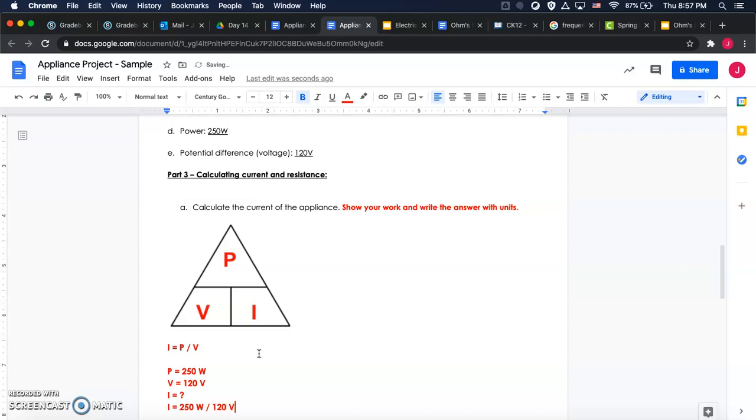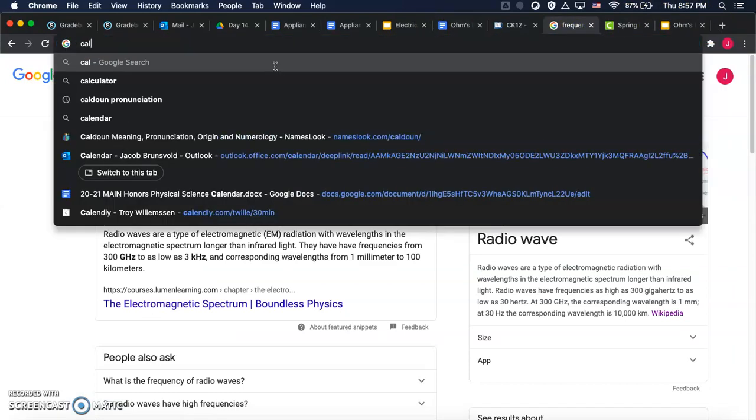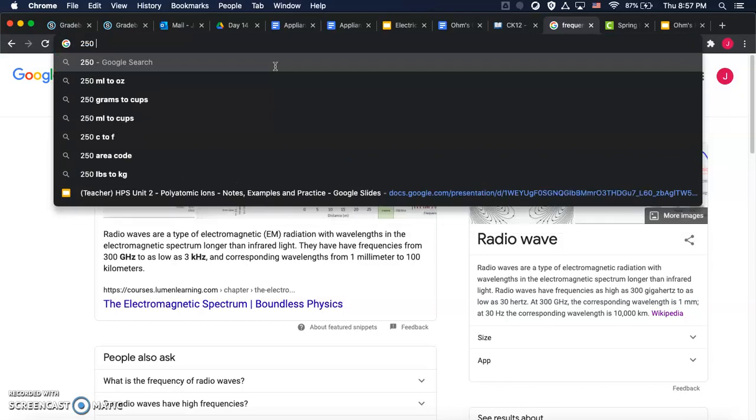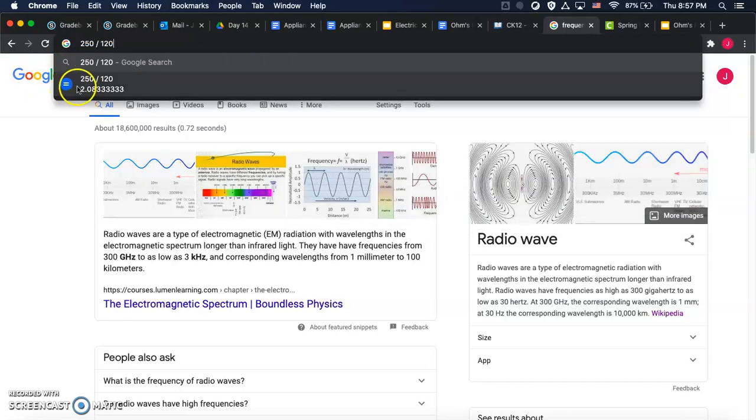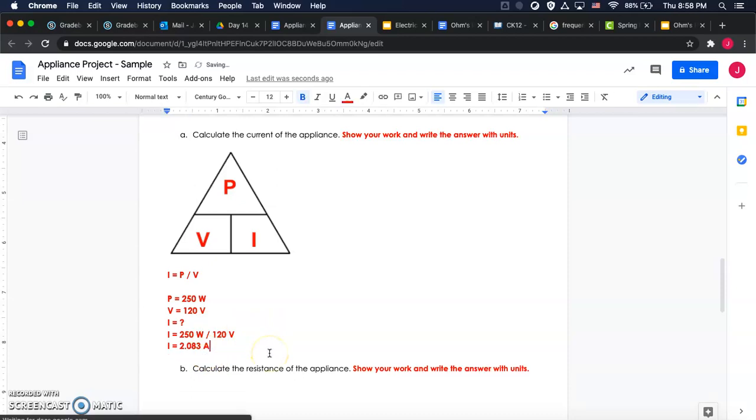120 volts. Now, I want to stress, folks, that for anything on this assignment that you're not sure what the math is, please use a calculator. You don't have to do anything in your head here. So that's what I'm going to do right now. I can't remember what 250 divided by 120 is, so I'm going to divide on my calculator. I get 2.083. So I'm going to write that down: 2.083, and remember that current is in amps, so 2.083 amps. Don't forget to include your units with your answer and make sure that you're showing work. I won't give you full credit if you're not doing those two things.